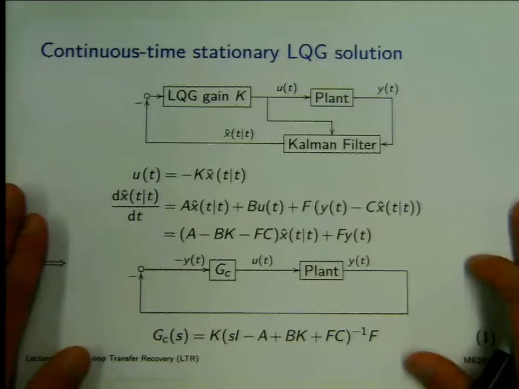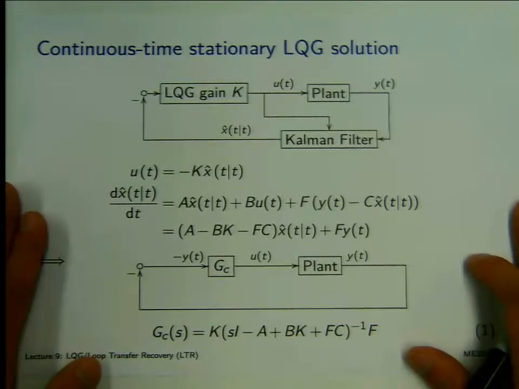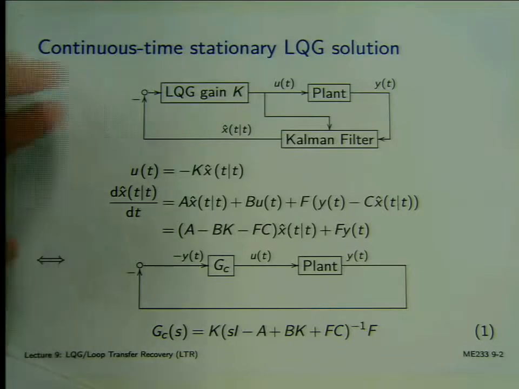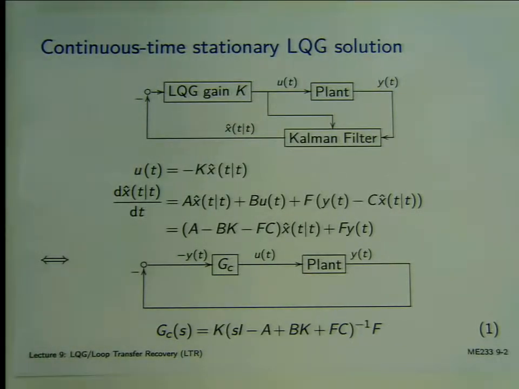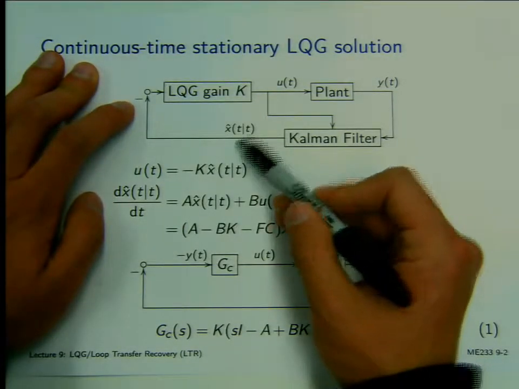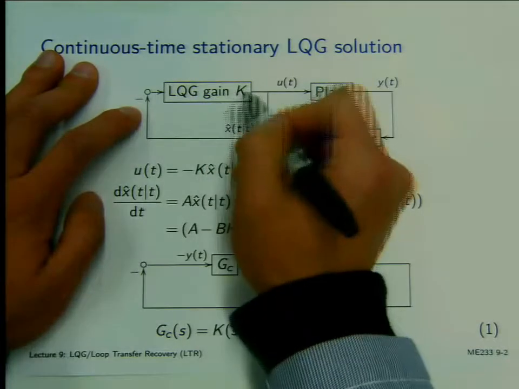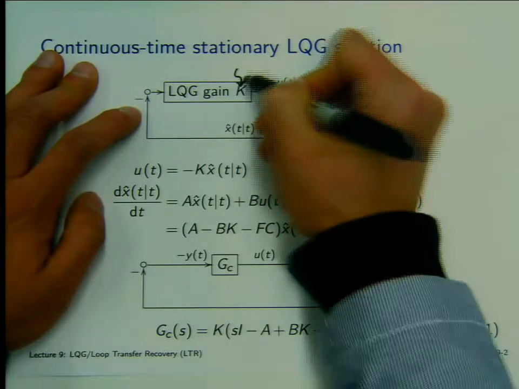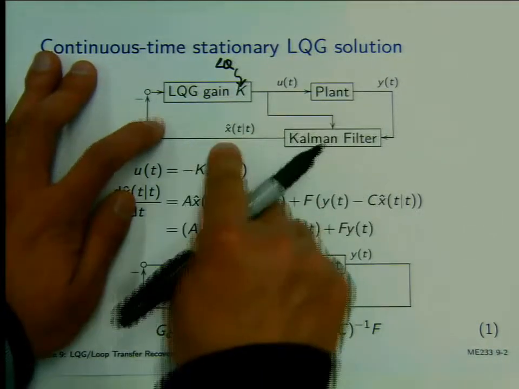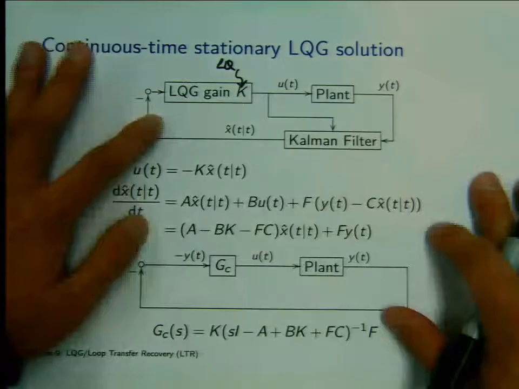So you might find it a little bit difficult to start with at the beginning, but I guarantee you it's going to be a very useful result you see in the future, whether you do your research or for other classes. So think about the continuous time stationary LQG problem. You have a Kalman filter, which is going to provide you the optimal state estimation. And you have this state feedback gain, K, which is coming from the LQ problem. So it's an estimated state feedback design. Okay?